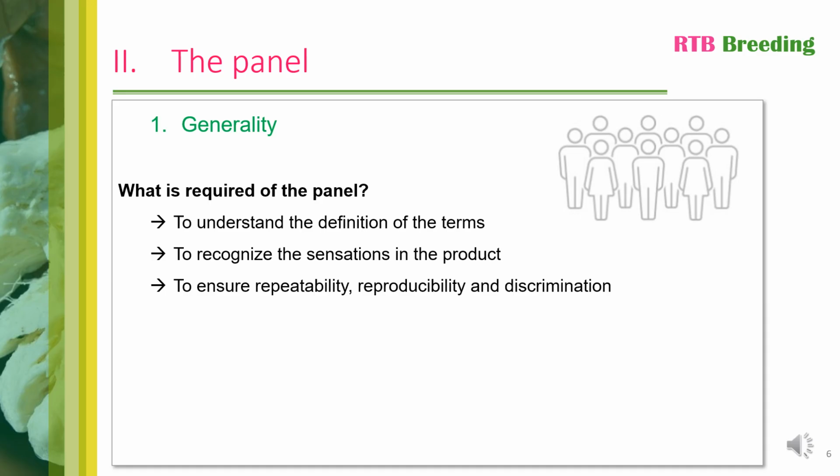The second point, very important for the QDA test, is the panel. We expect the different judges who make up our panel to be able to understand the definitions of the terms used to describe the products, to be able to recognize the different sensations in the food, and to ensure repeatability, reproducibility, and discrimination.